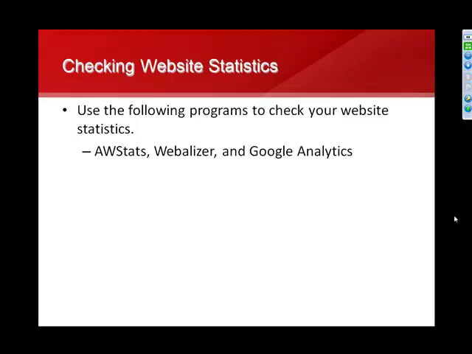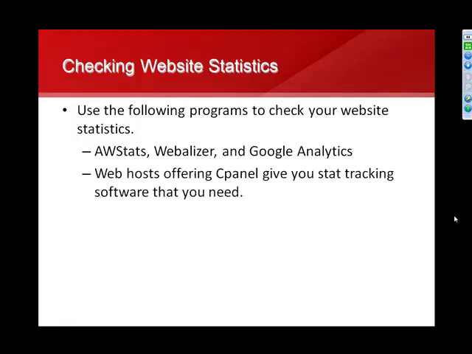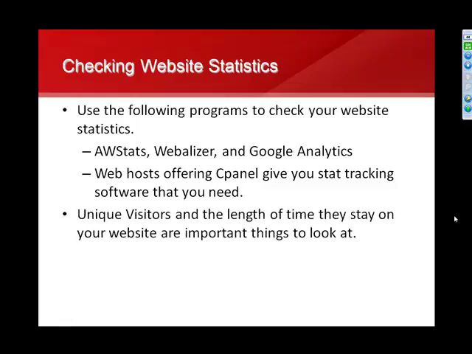And if you are using a website hosting company that has cPanel, which has AW Stats and Webalizer, then I would still look at using Google Analytics, because it's kind of nice to be able to track your website statistics all around. So at least that way you can get a rough idea as to all the different options you have for traffic. Basically the core thing here is the web host offering cPanel gives you the stat tracking software that you need, and that's AW Stats and Webalizer.